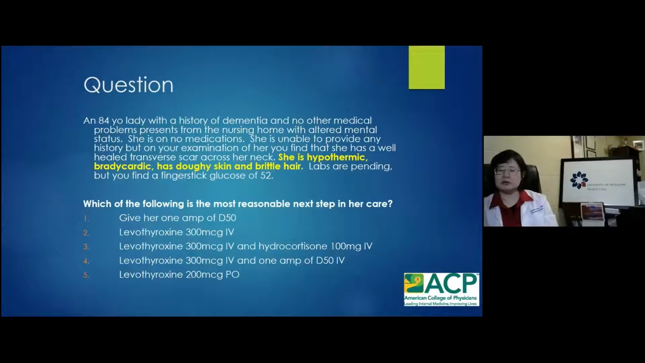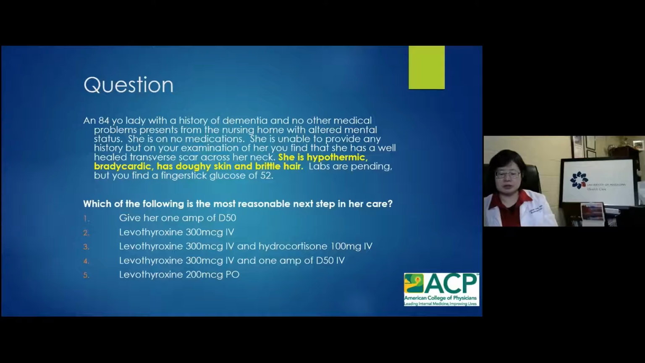The case here from the MKSAP series is an 84-year-old lady who presents from a nursing home completely altered and unable to give you a history, but she is bradycardic, hypothermic. Her skin and hair have changes consistent with hypothyroidism, and she's even hypoglycemic. And the question asks what the most appropriate therapy option would be.